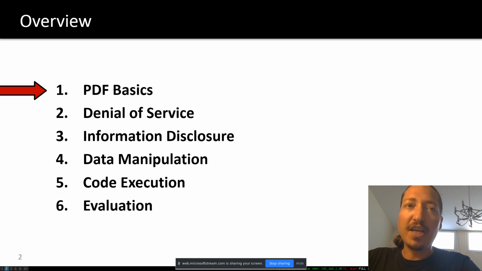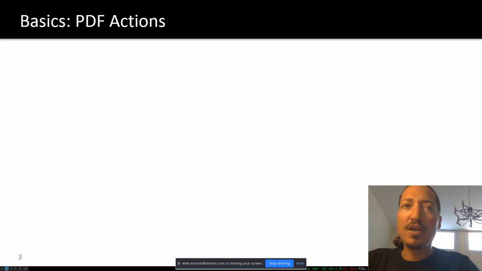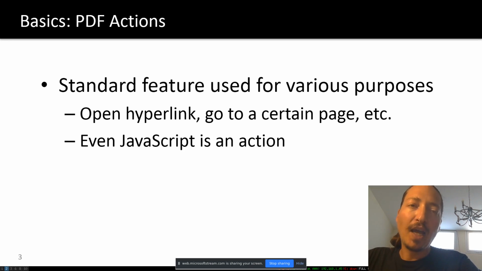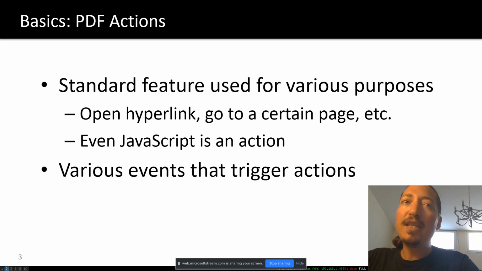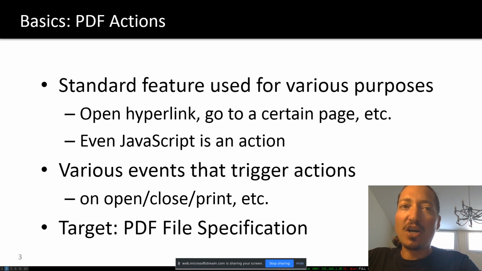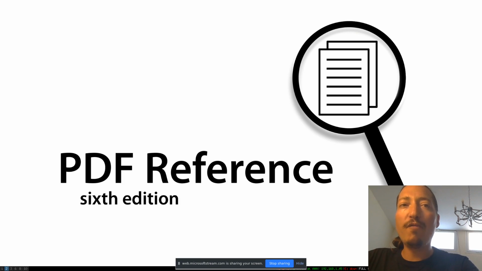Okay, let's start with some technical background. So when you study the PDF specification for interesting features, you will quickly stumble upon PDF actions, which are used for various purposes. So for example, to create external links or to navigate to a certain page within a document. Even JavaScript is basically a PDF action. And now all actions can be triggered using native PDF events, for example, when opening, closing, or printing that document. Most PDF actions can have a PDF file specification as a target, which could be, for example, a URL to find a hyperlink.